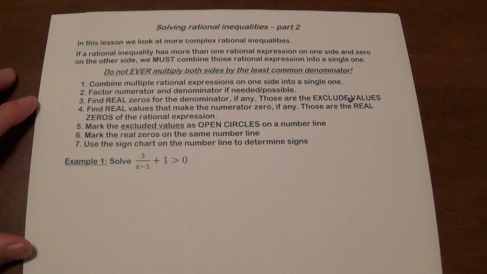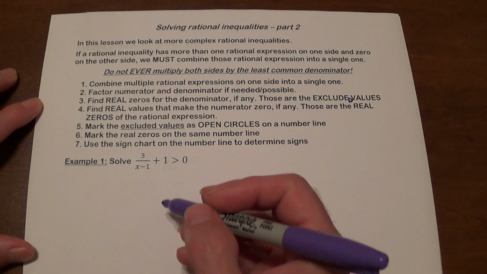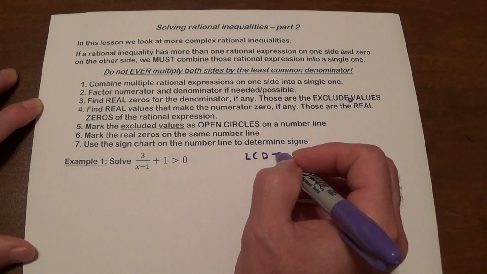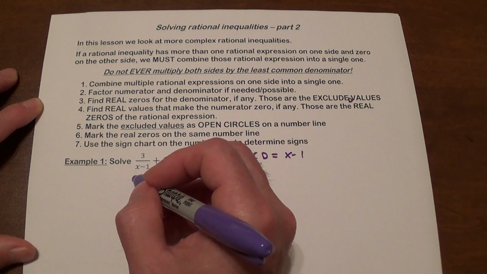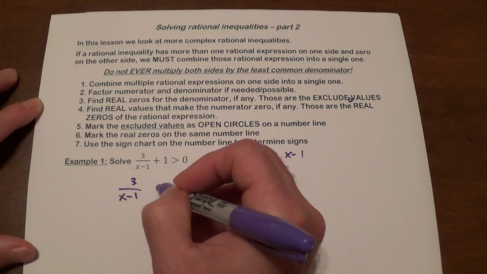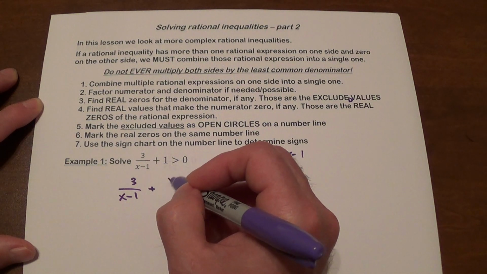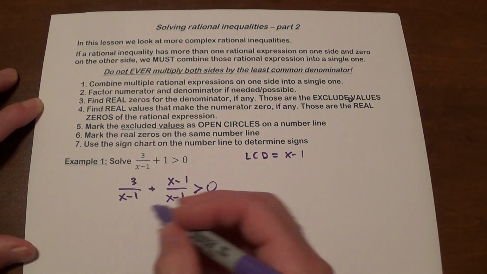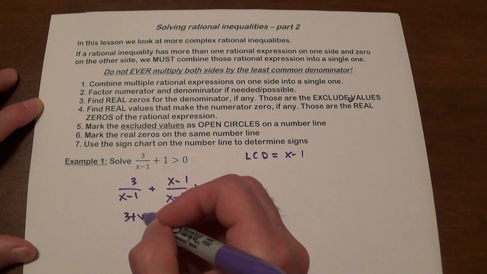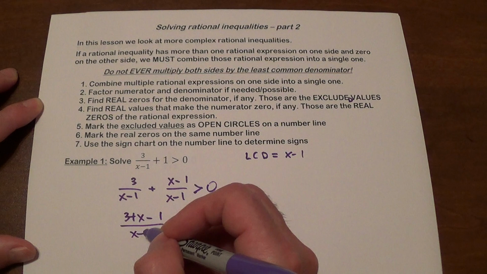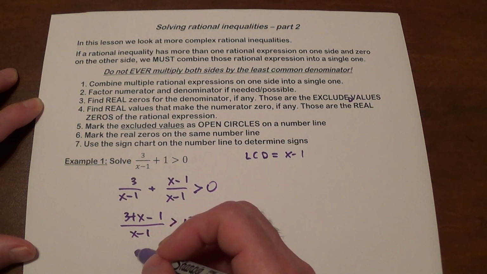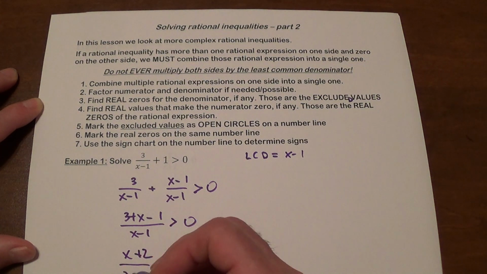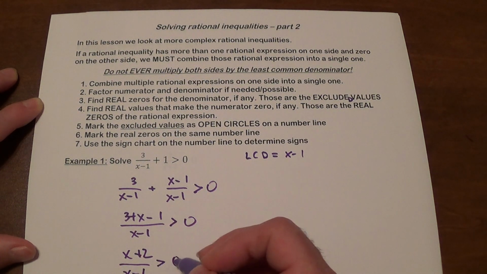We have 3 over x minus 1 plus 1 is greater than 0. So we need a common denominator here, which will be x minus 1. This fraction stays the same, and we're going to write 1 as x minus 1 divided by x minus 1, still greater than 0. Now we can combine them. So it's 3 plus x minus 1 over x minus 1 is greater than 0, and finally we get x plus 2 over x minus 1 is greater than 0.